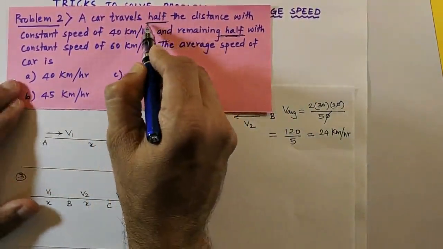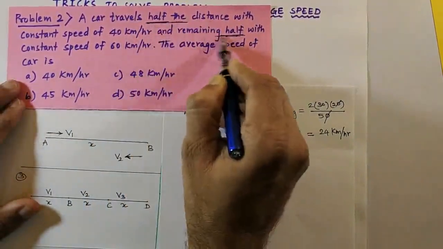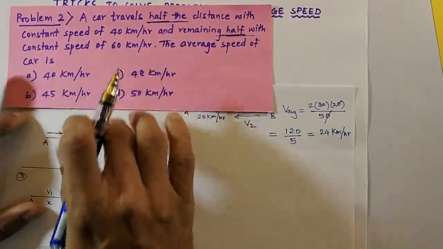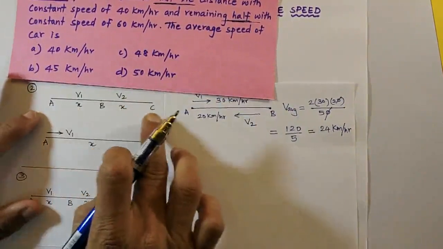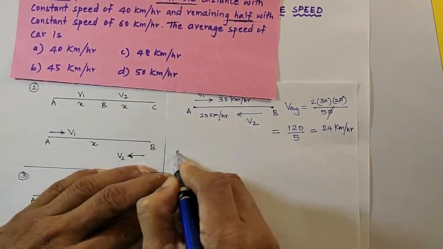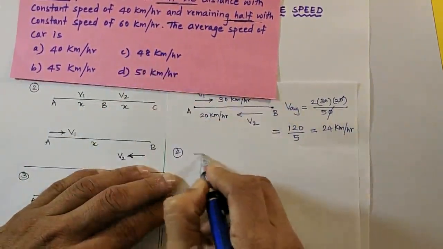So again if you observe, half the distance, he says, means again it is the second case, that is A to B, B to C.